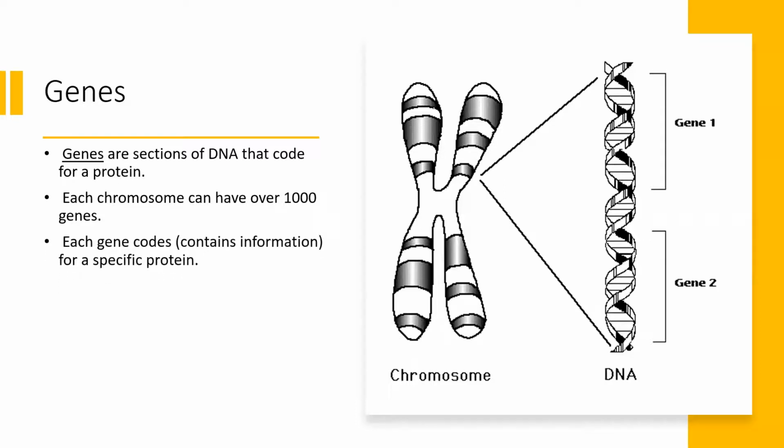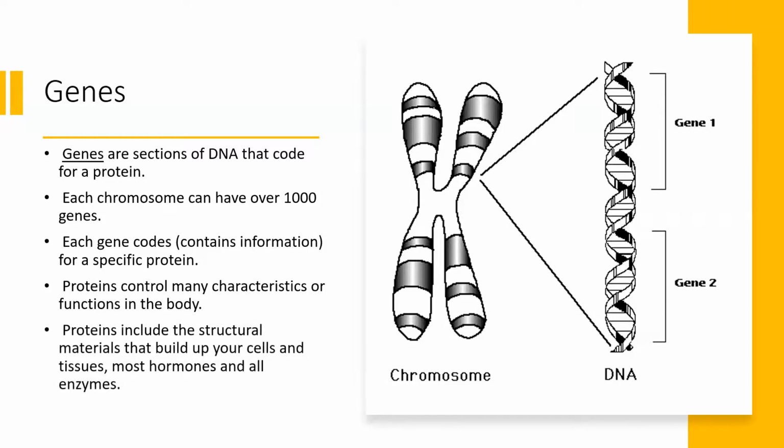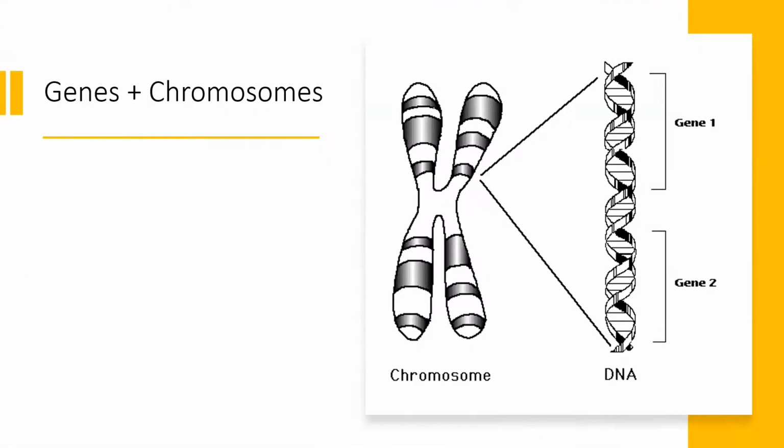Each gene contains different information. It's for specific proteins, okay? And proteins contain many of the characteristics and functions within the body. Proteins include the structural materials that build up your cells and tissues, most hormones, and all enzymes. So enzymes are produced from proteins.